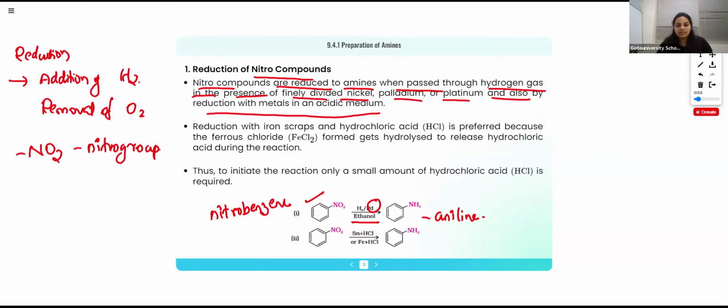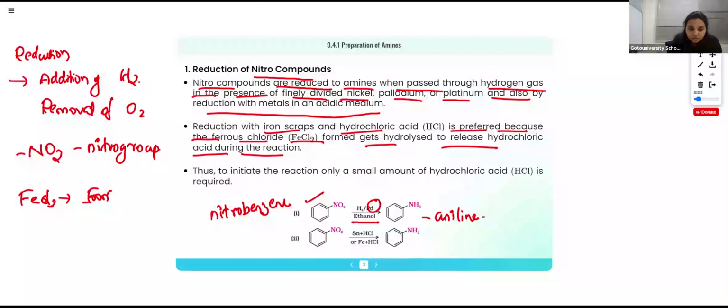Okay. Next, reduction with iron scraps and hydrochloric acid is preferred because the ferrous chloride formed gets hydrolyzed to release hydrochloric acid during the reaction. Ferrous chloride is FeCl2, iron(II) chloride. What is FeCl2? FeCl2 is iron(II) chloride, or we can call it ferrous chloride. Then what is ferric chloride? You know that is FeCl3. Thus, to initiate the reaction, only a small amount of hydrochloric acid is required.